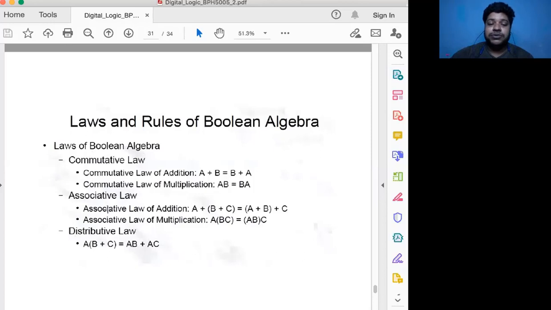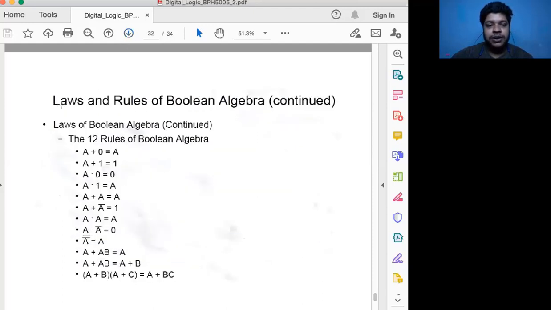And this is the distributive law. So the distributive law it follows. So A(B plus C) is equal to AB plus AC. So these are the simple laws. We are very familiar with these. But at the same time, we will be needing this when we are simplifying logic. So these are the laws of Boolean algebra. Let us go through a few more laws available.